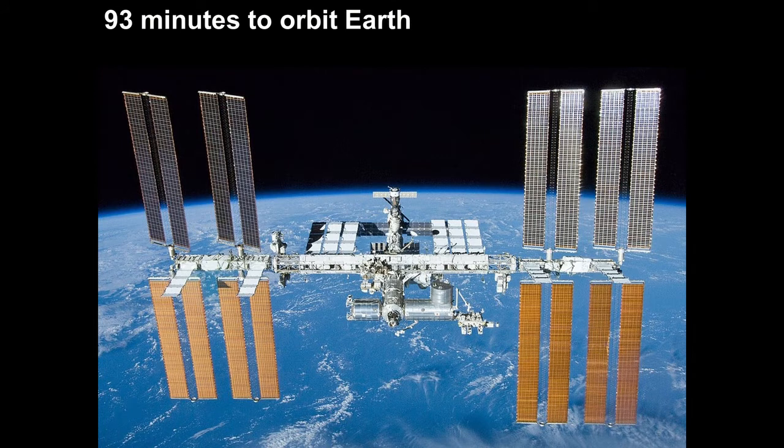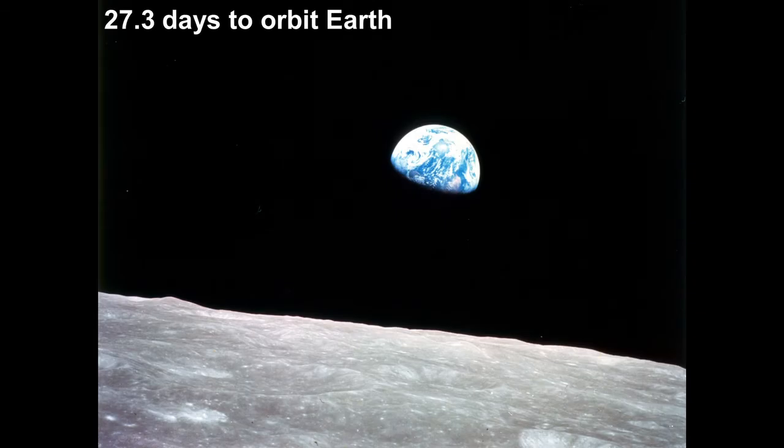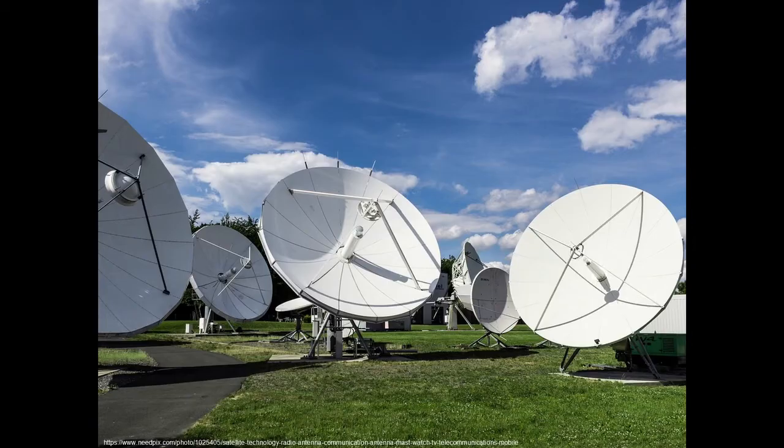The International Space Station takes 93 minutes to make one lap around the Earth. And you can see that the space station is pretty close to the surface, relatively speaking. Much further away, like the distance of the moon, it takes 27.3 days for the moon to make one lap around the Earth. So the closer something is to the Earth, the shorter time it takes to go around, and the further it is, the longer it takes to go around.